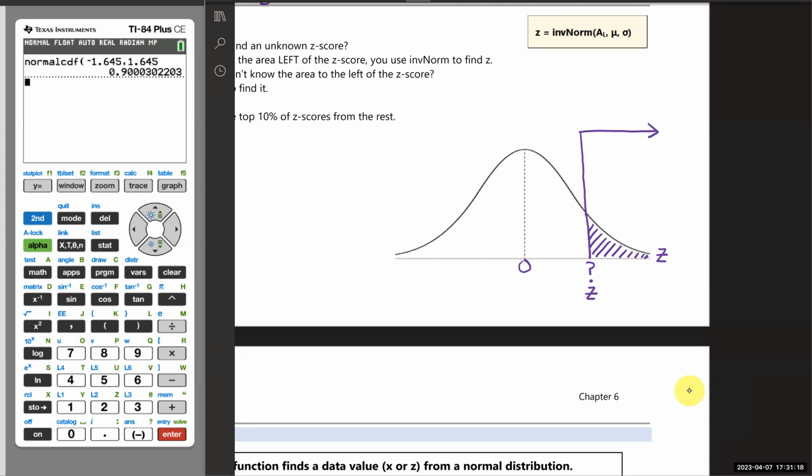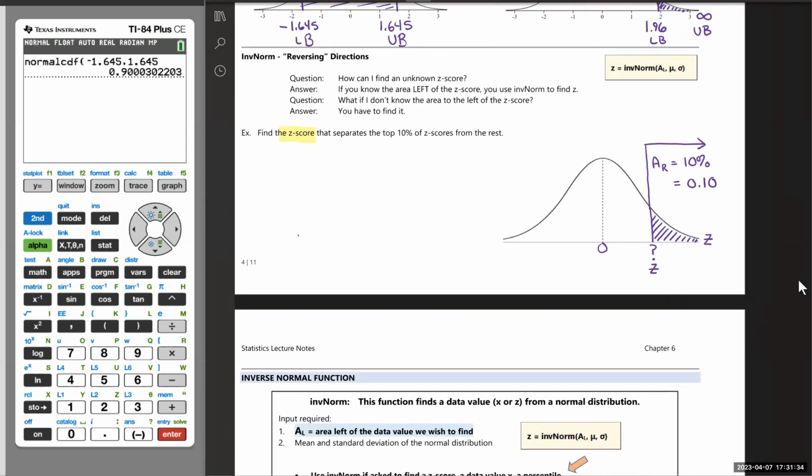The top 10% means that the area to the right of that unknown z-score needs to be 10% of z-scores. So area is 10%, or in decimal 0.10. So that's the question. This picture defines the question: what is the z-score?